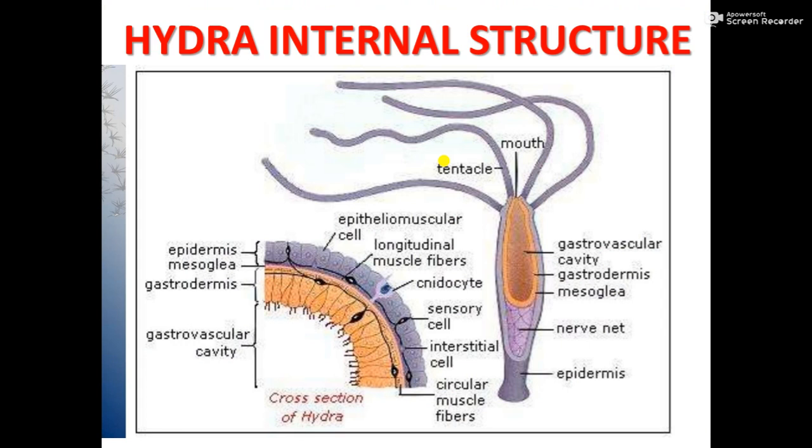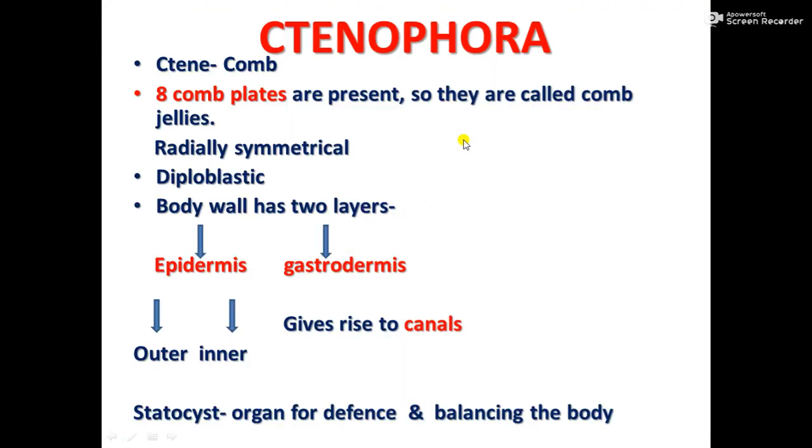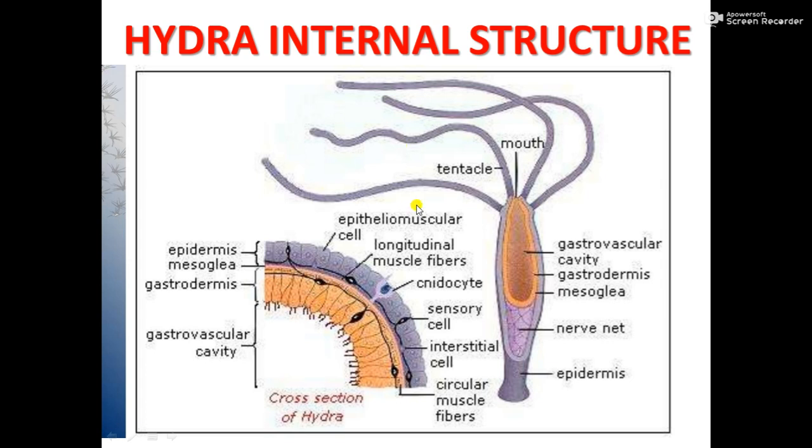So the structure we have learned, these are the important characteristic features of the second phylum, phylum Cnidaria or Coelenterata. Hope you have understood. Thank you very much.